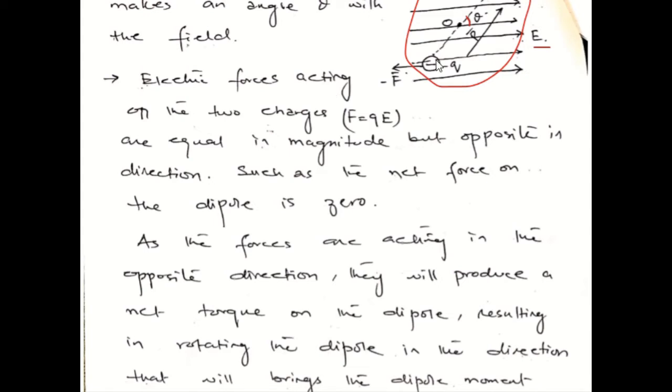As I have told you, these two charges are the same in magnitude but opposite in direction, so the sum of the forces acting on these charges will give me zero. So I'll get zero force; the sum of total force will be zero.